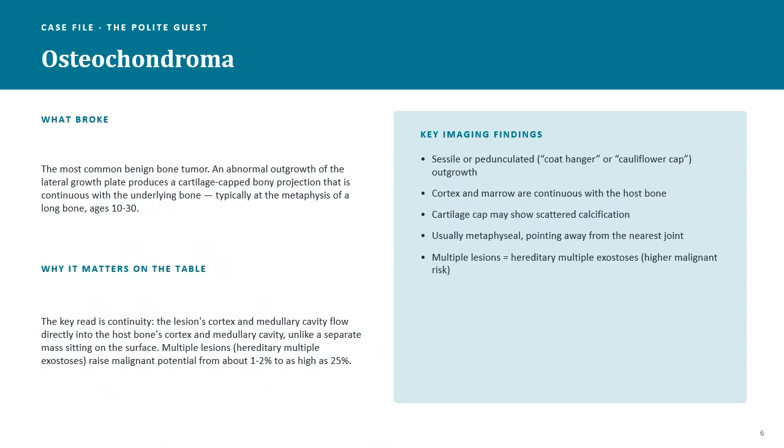So the first case file here is on osteochondroma, and that is one of the most common benign bone tumors. It does typically happen when we have a lateral part of the growth plate growing abnormally. As it's growing abnormally, it's producing a cartilage cap bony projection that's continuous with the bone underneath, typically in the area of the metaphysis of the long bone. Patient age for this particular condition usually ranges anywhere from the age of 10 up to the age of 30.